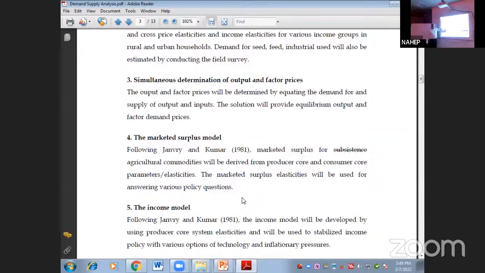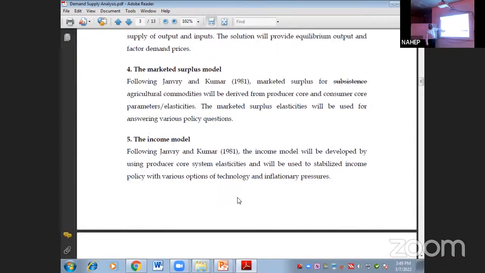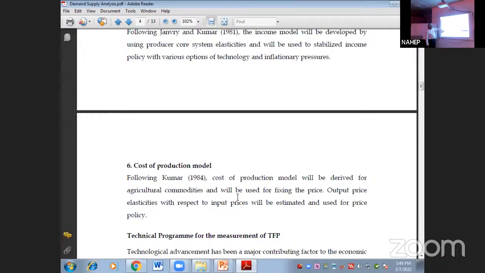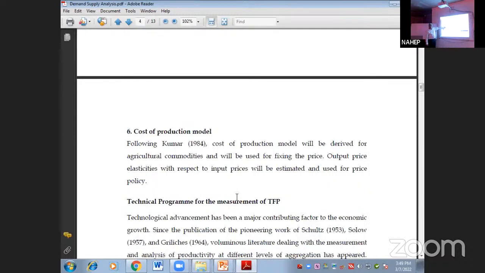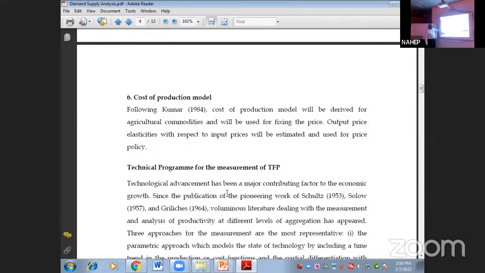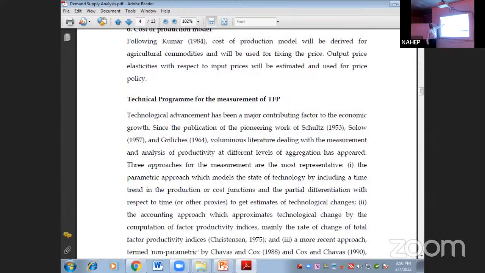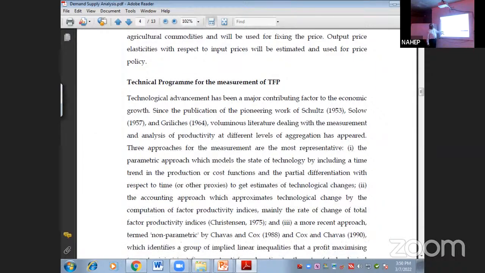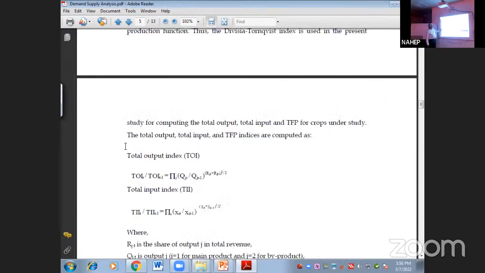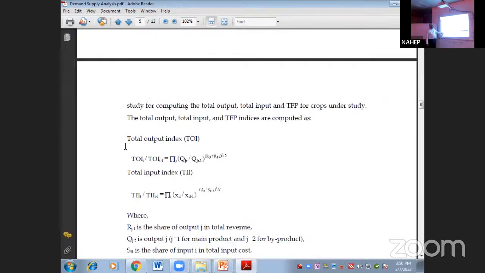Then you should read the sugarcane paper. Then you read the factor demand model. This here and income model. Go from here. Then you use the cost of production model. From there you can work on demand for credit, demand for money, demand for capital, and so you can do that research. You can read the technical program measurement TFP, right? Now go to this, this is the TFP part.